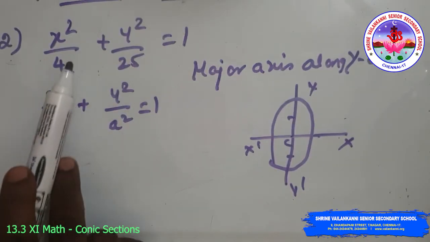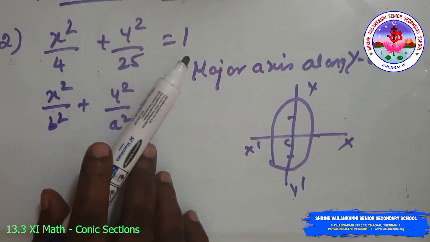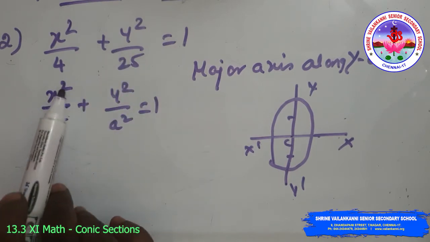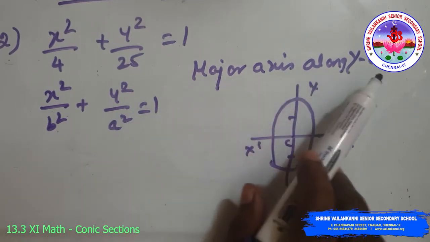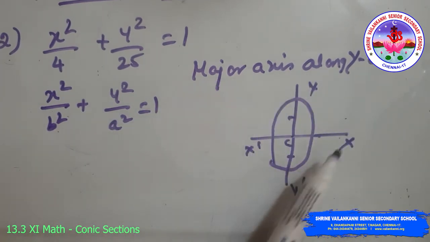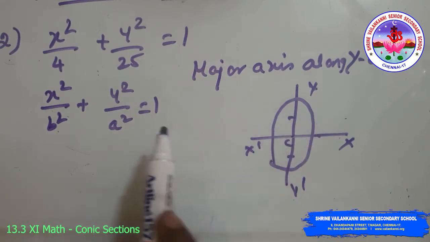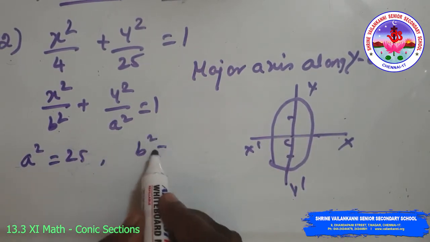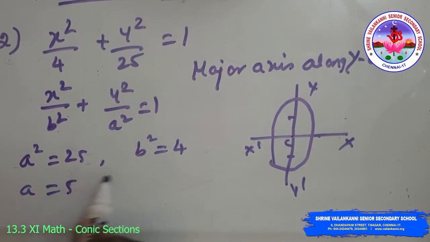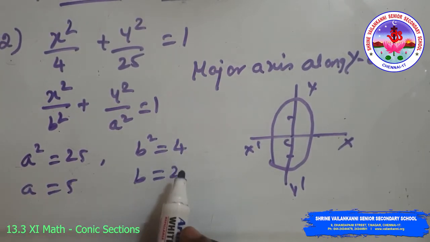Second question, x square by 4 plus y square by 25 is equal to 1. So this is in the form of x square by b square plus y square by a square equal to 1. That is major axis is along y axis. We get a vertical ellipse. So using this, we have a square is 25, then b square is 4. So we get a is 5 and b is 2.